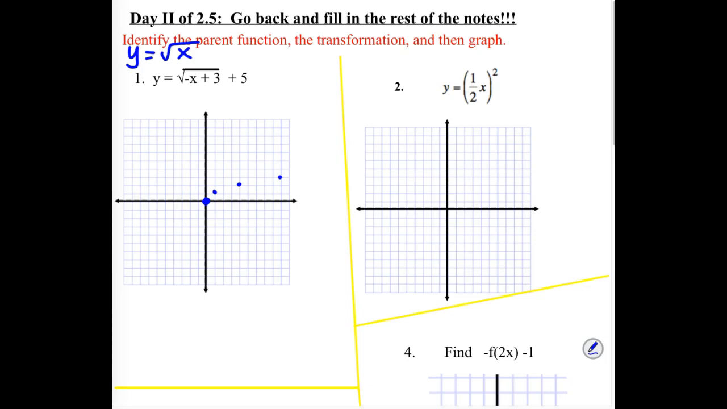We want to do some transformations to it. There is something wrong with the way it's written. Y equals the square root of negative x plus 3 plus a 5. We have to take that negative that's in front of x and we have to factor it away. It's not coming outside the square root symbol. It still is an inside piece, but we do have to pull it away from the x value. Okay? So if I were to factor that negative out, what would be left?